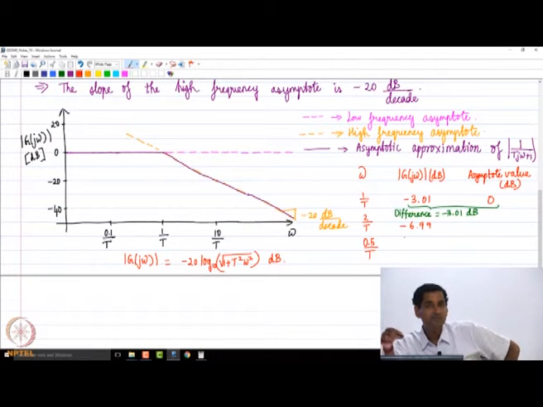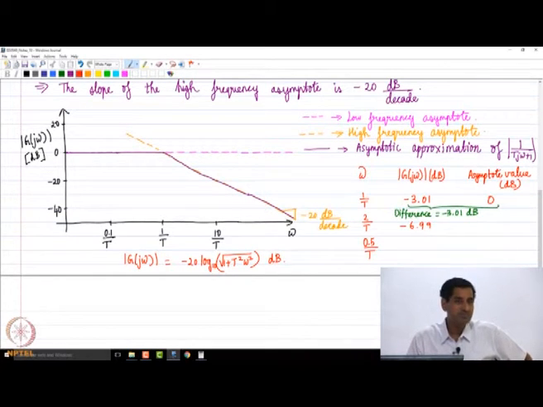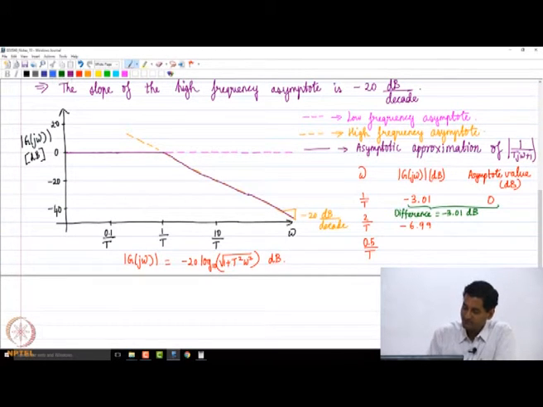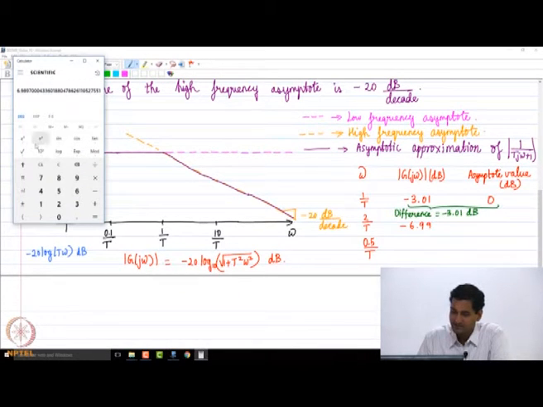So you substitute omega equals 2 by capital T in that, what are you going to get? You are going to get minus 20 log 2, right? Because please recall, the high frequency asymptote is going to be minus 20 log T omega in decibels. So what is minus 20 log 2? Let's quickly calculate that. Although it's going to be pretty straightforward, let's do that.